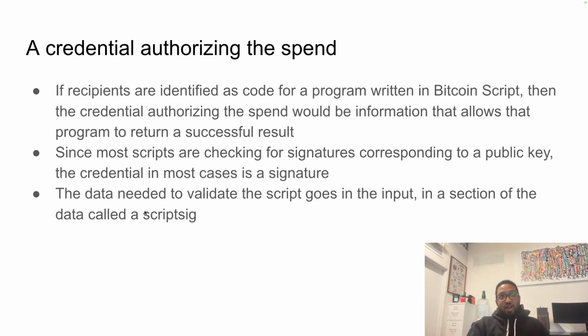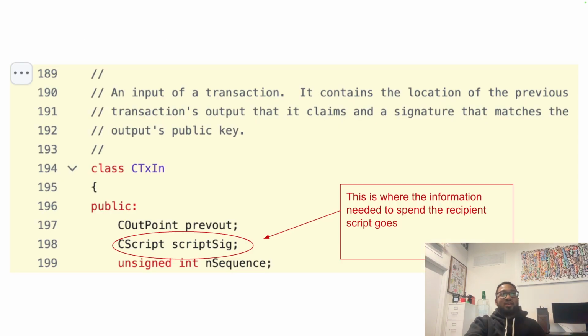The data needed to validate the script goes in the input in a section of the data called a scriptSig. And we can see a scriptSig here. And this changed with SegWit, but these are legacy transactions. Again, for someone who maybe wasn't watching, all this is from the original Bitcoin source code. I like going back to basics because it's just easier to explain that way. So this is where the information needed to spend the recipient script goes in this thing called the scriptSig.